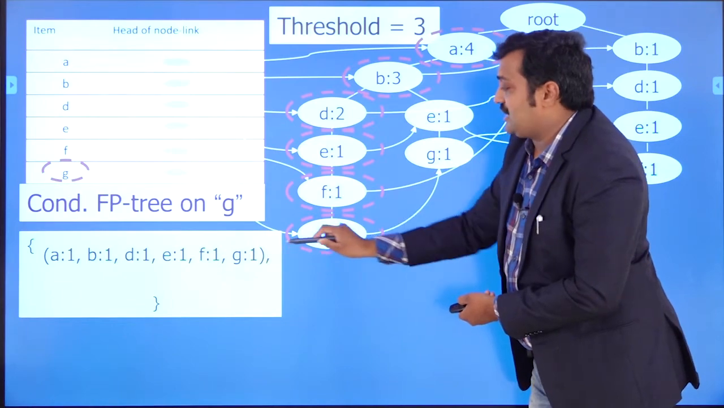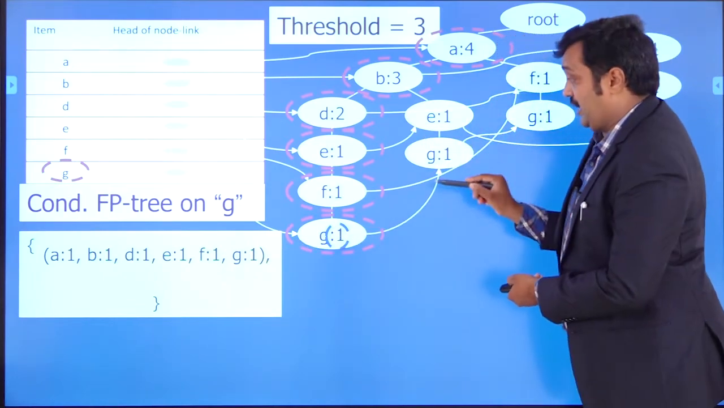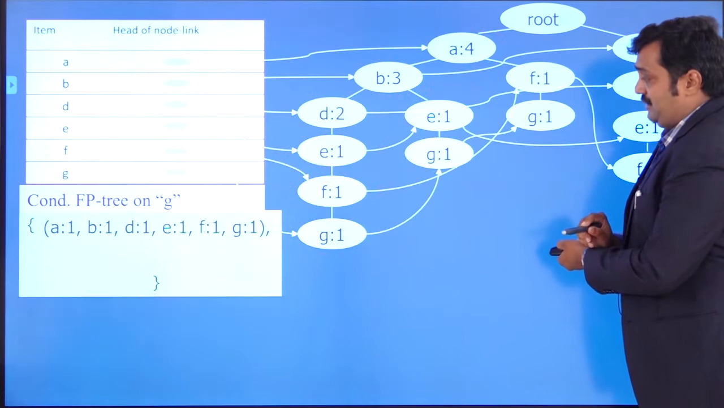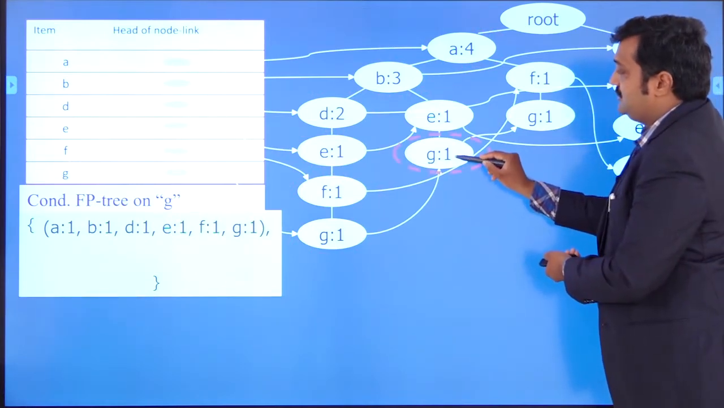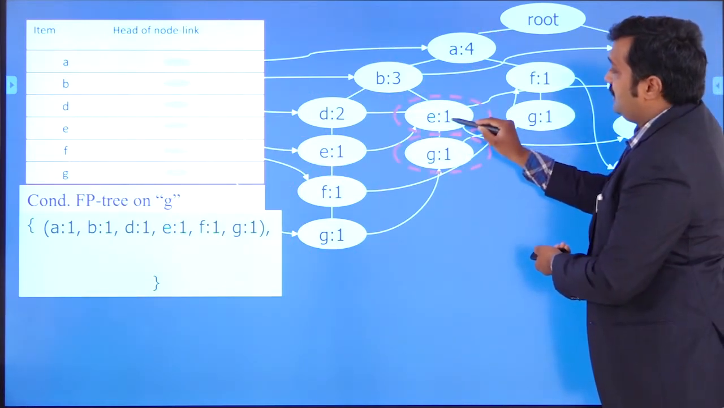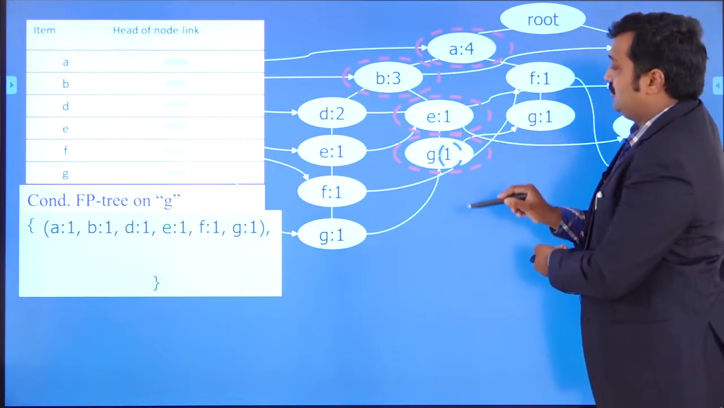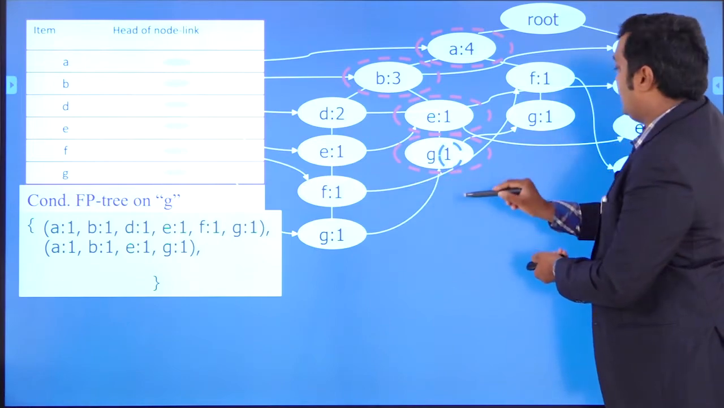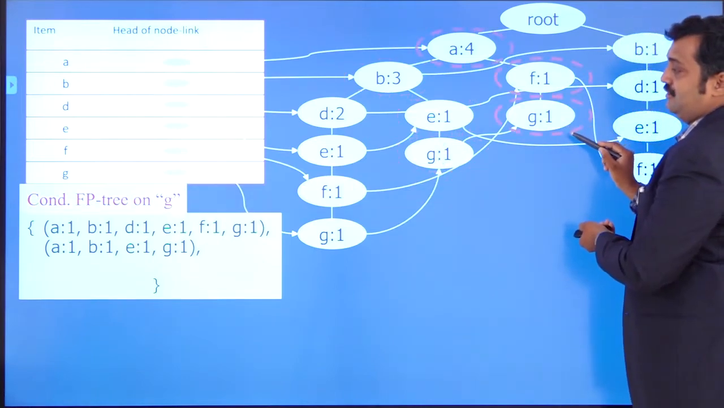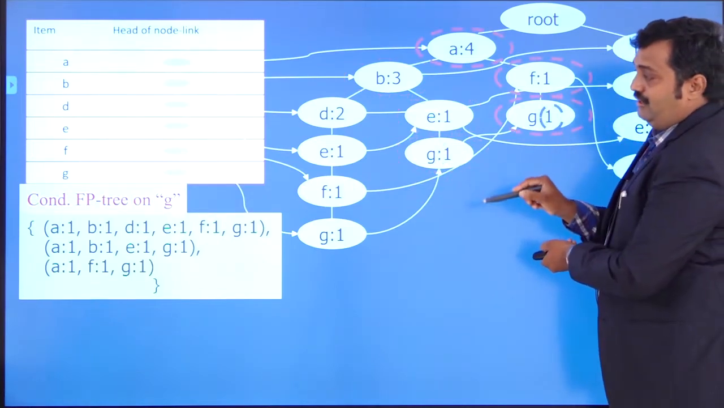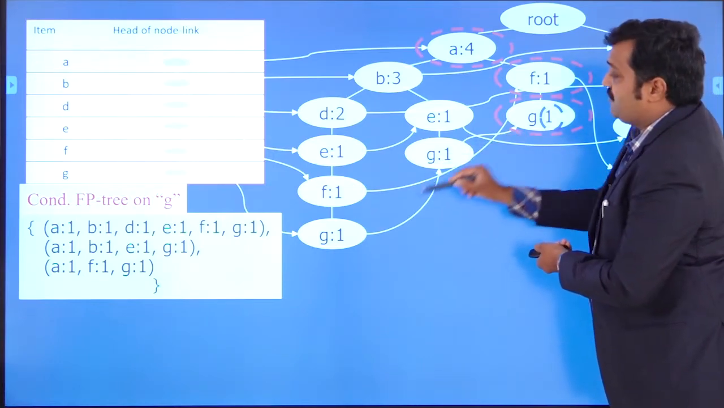Now what about the other G? Because the G count is 3. Second path: G once, then E, then B, then A, then root. So those values will be considered. Then another G. So we got 3 sets with G.